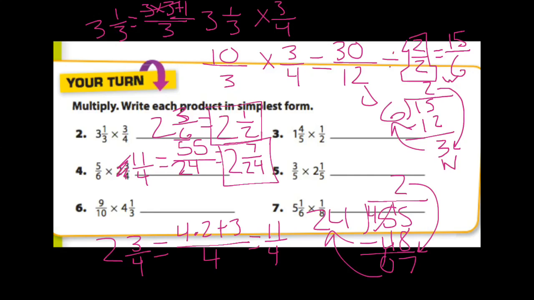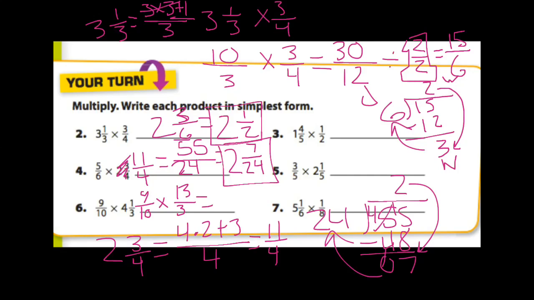We have one more example that we're going to work, number 6. For this one, I'm going to jump ahead. So you already know how to change 4 1/3, which is a mixed number, to an improper fraction. So I'm going to put on this line 9 over 10 times, and then 4 1/3. 4 times 3 is 12. 12 plus 1 is 13. 13 over 3. So then I need to multiply 9 times 13.